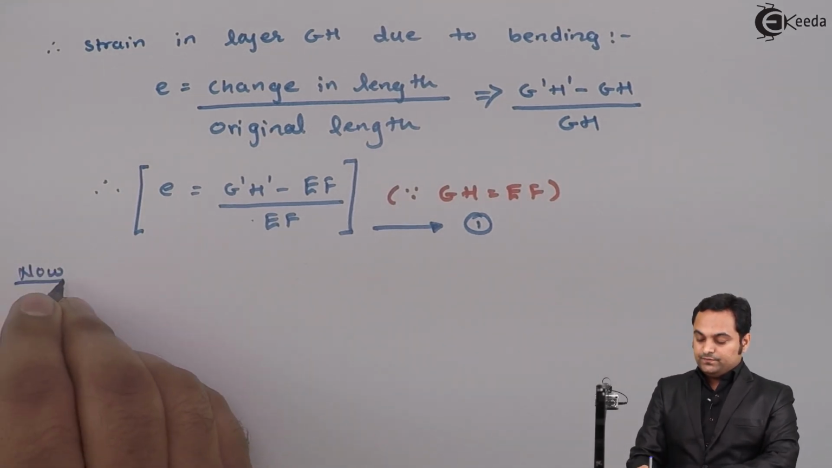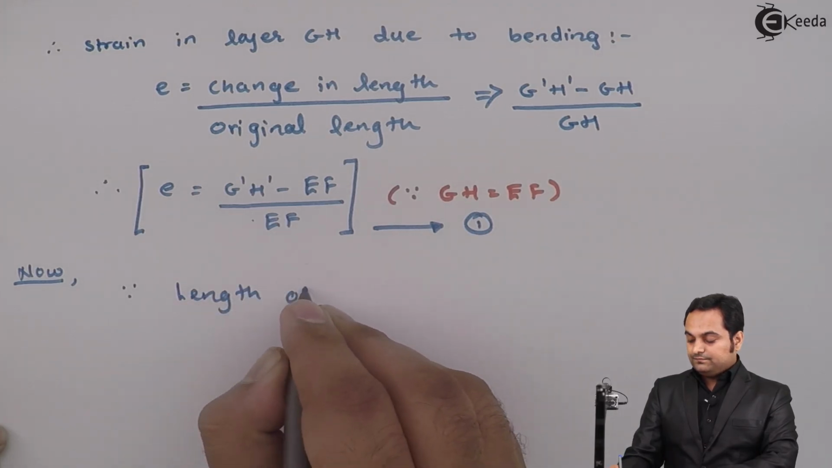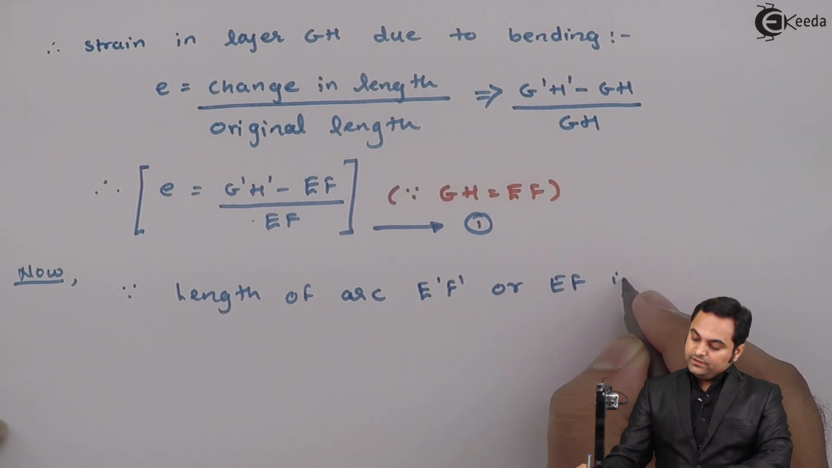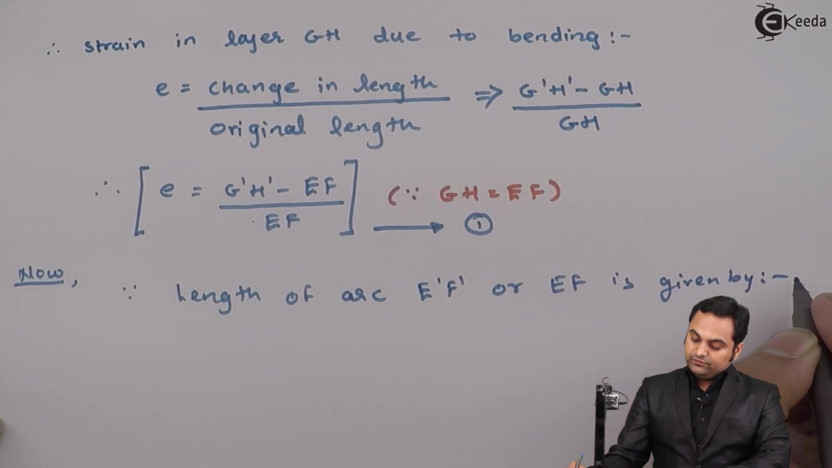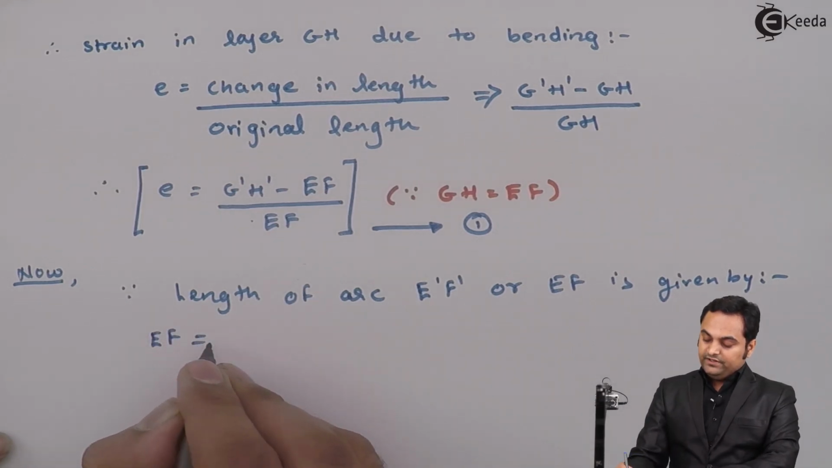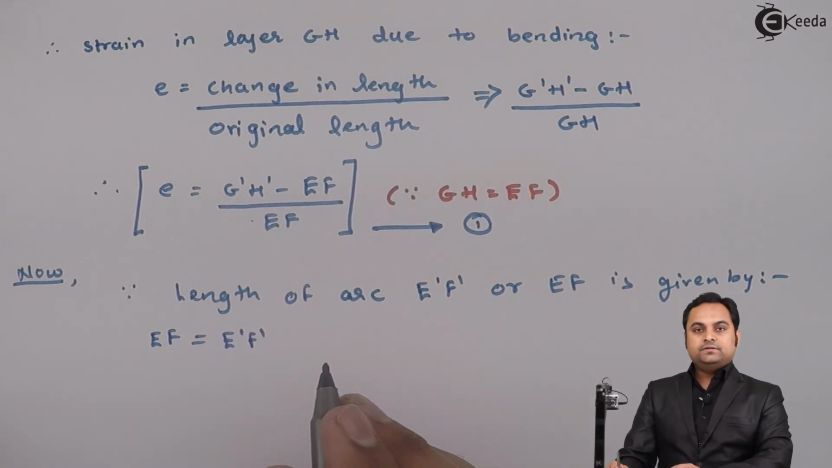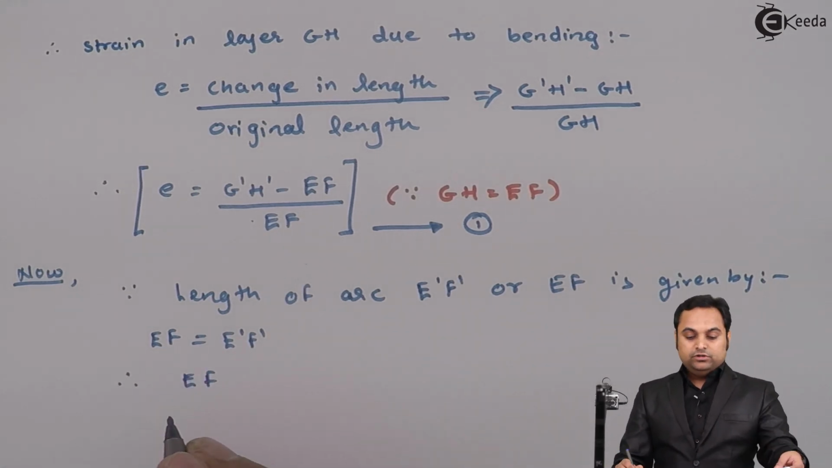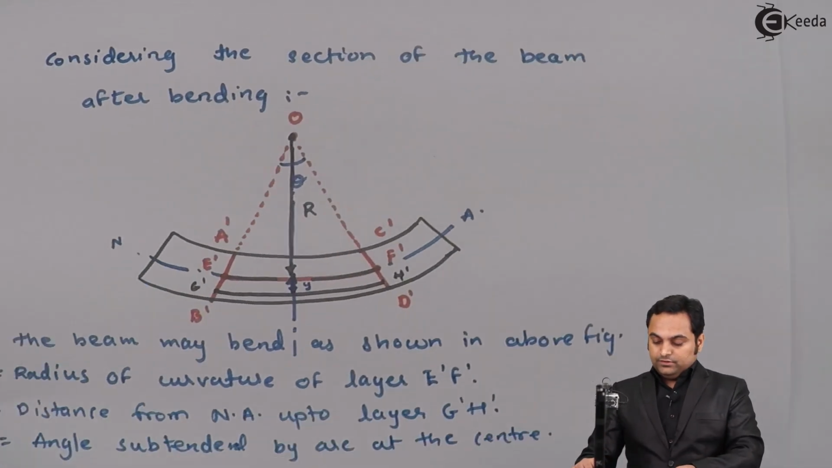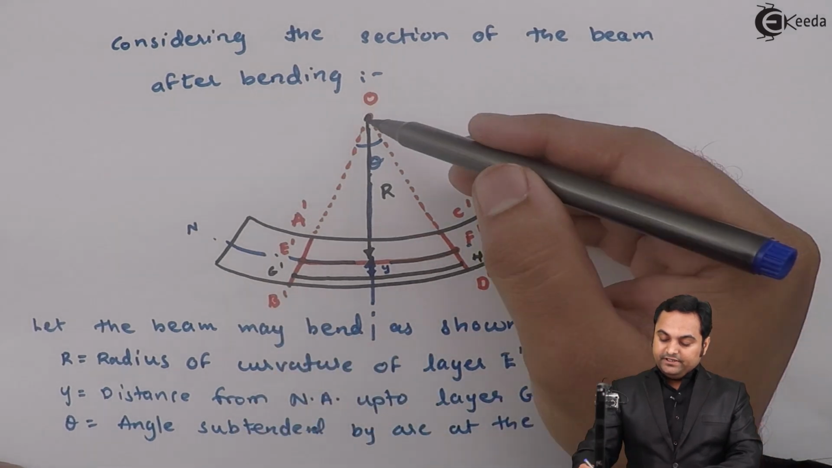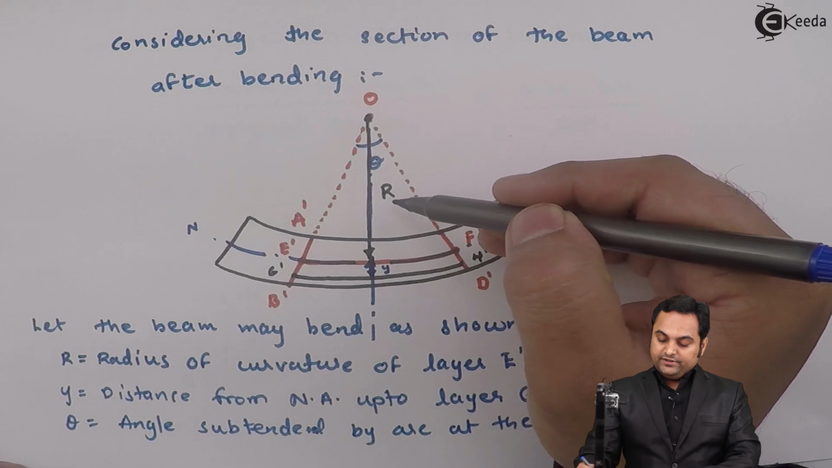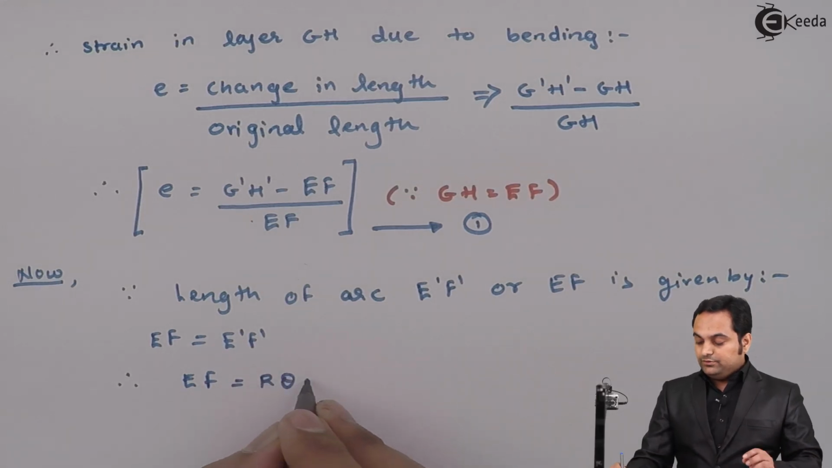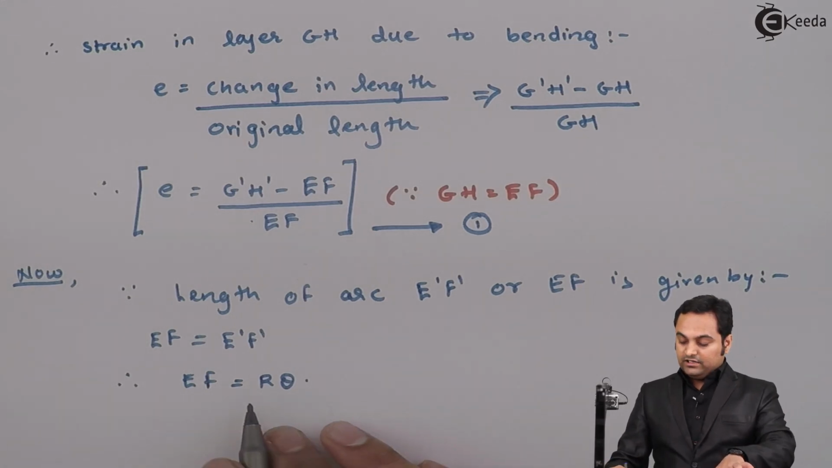Next, now the length of arc E dash F dash or EF is given by, now that length of arc is nothing but EF, or we can say E dash F dash, both are the same because at the neutral axis the length of arc remains the same before and after bending. So therefore EF is equal to, now to calculate length of arc, since for E dash F dash I am getting the radius as capital R, so capital R radius into theta will give me the length of arc here. So EF is equal to R into theta.